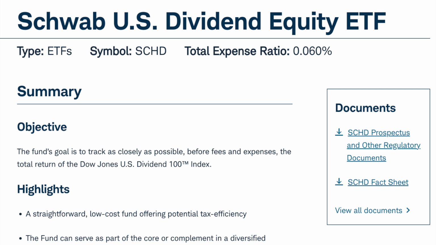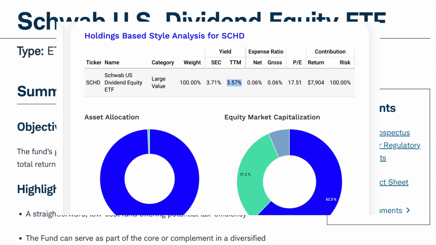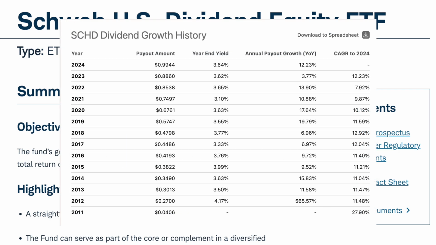SCHD does have a much longer track record than both QYLD and JEPI, and I believe in the long run it has the potential to offer very competitive, if not superior, total returns relative to both these other ETFs. SCHD has a trailing 12-month dividend yield of 3.57% and a great track record of above-average dividend growth.